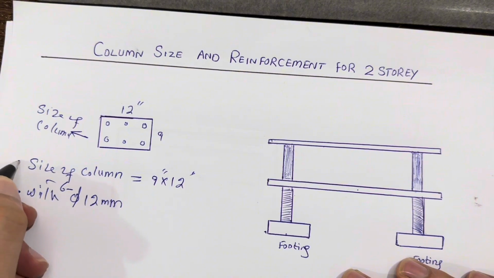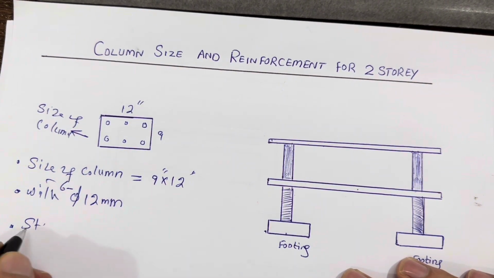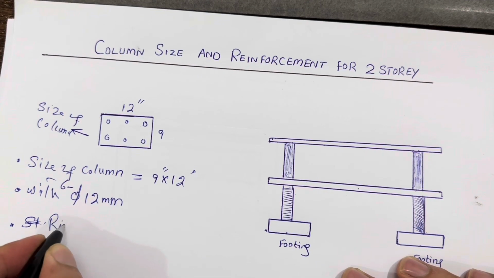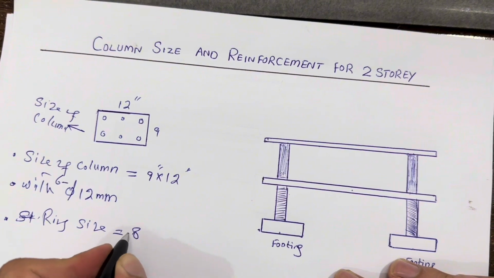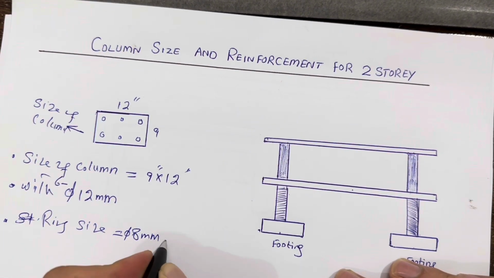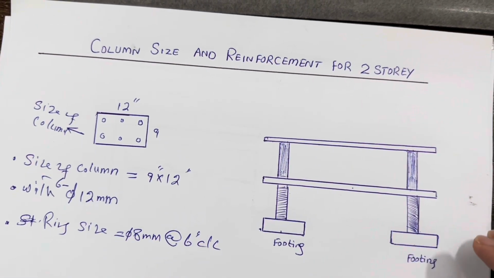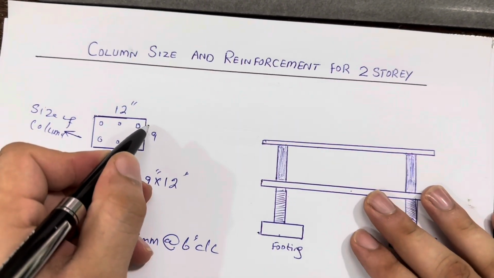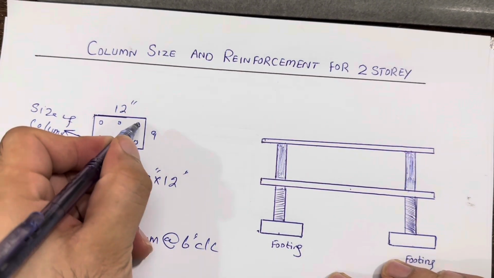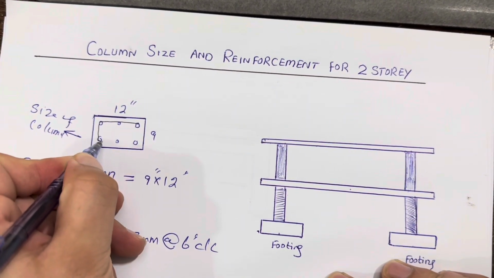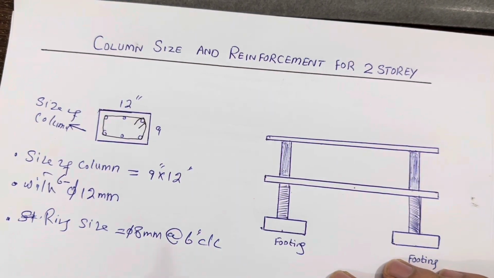Next guys, remember one thing more. You can see the ties or stirrups, you can say, but I will tell you the ring size. The ring size should be 8 millimeter with the spacing of 6 inches center to center. So this is for the ring size. Let me create a ring for this. So guys, let me use the black color. Like this guys, you can see this is the ring and here the hook should be provided.